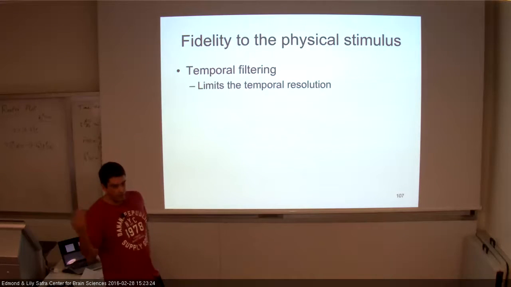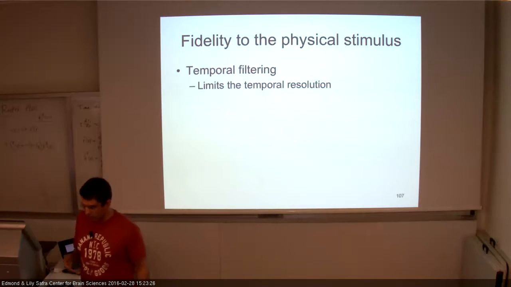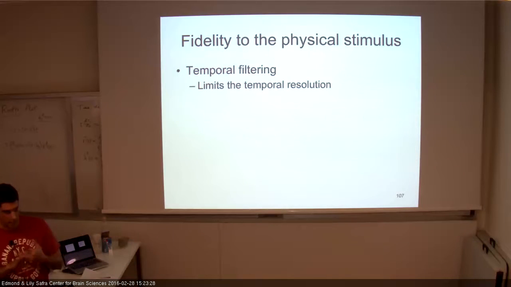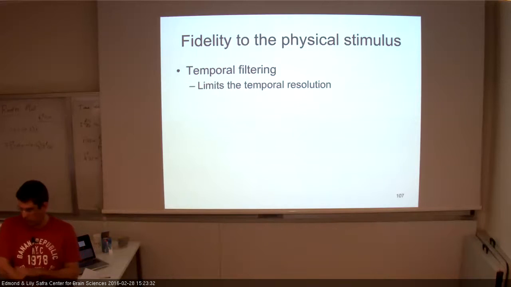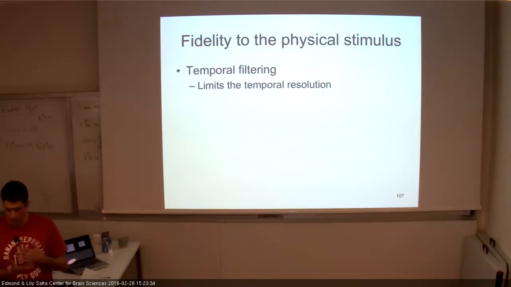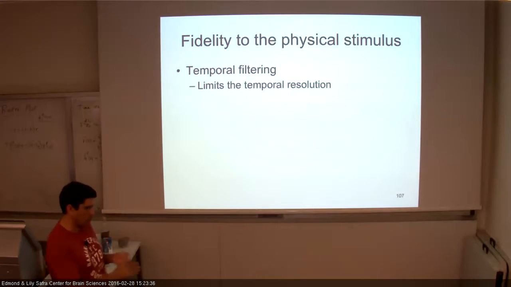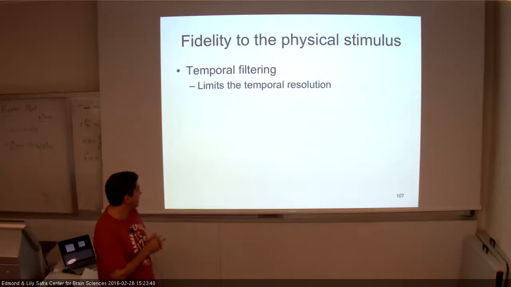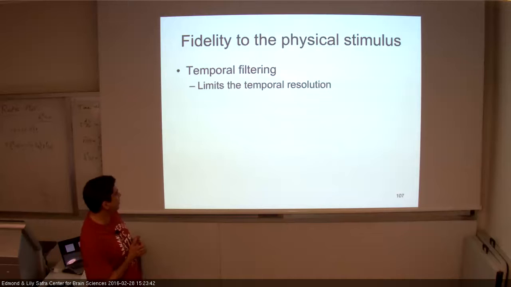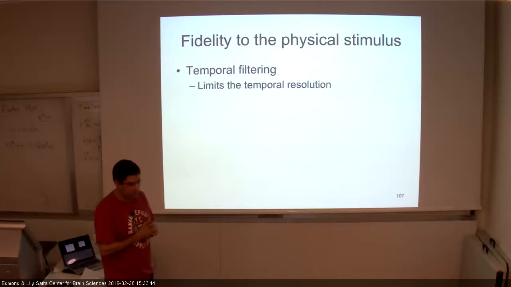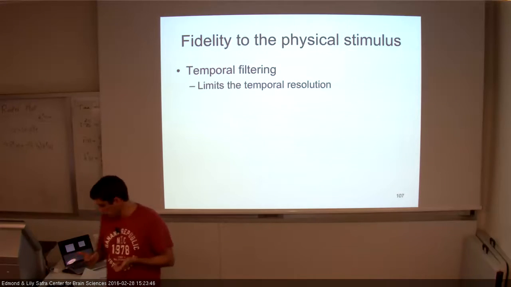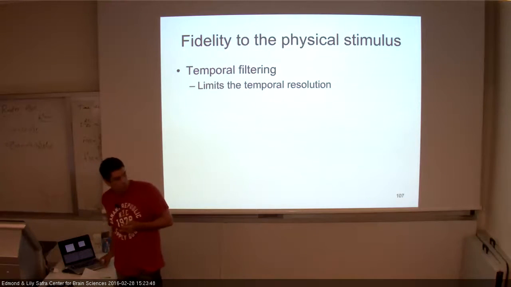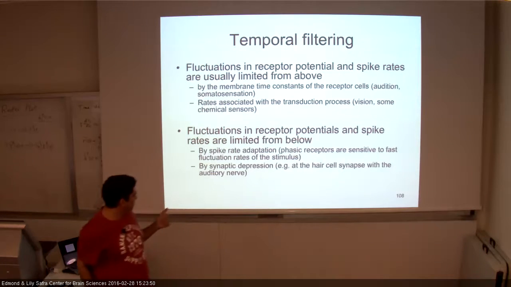Okay, the other filter is not the spatial filter. Spatial filter is how many neurons you have, how many receptor cells you have on the surface, what's their density, etc. How many receptor fields, how much overlap you have between receptor fields, etc. The other limitation is temporal limitations, which limit the temporal resolution, of course, of the system. And temporal resolution is limited from above and from below.